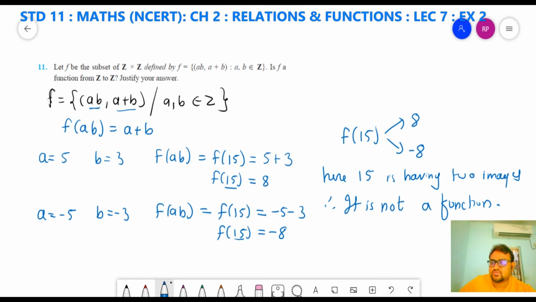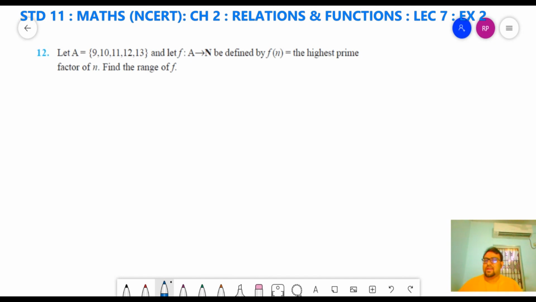Okay, so now let's move to the next question, that is question number 12, and that is the last question of this exercise as well as this chapter. Question number 12. Okay, here set A is given, that is 9, 10, 11, 12, 13. The function is from A to N. Here N belongs to the class of natural numbers. Right? f is from A to N.